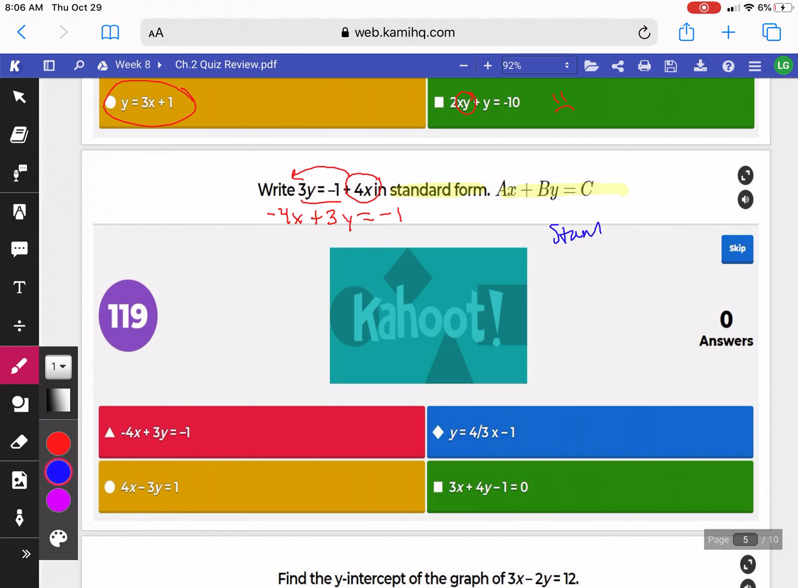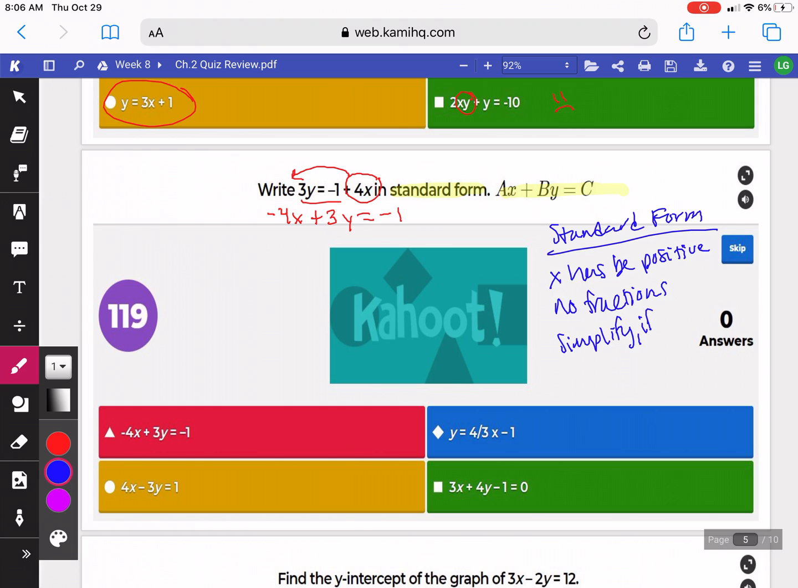Now for standard form, you have several rules. For something to be in standard form, x has to be positive, or the x term has to be positive. There can be no fractions, and you're going to want to simplify if possible. So you want to check that it meets these requirements.